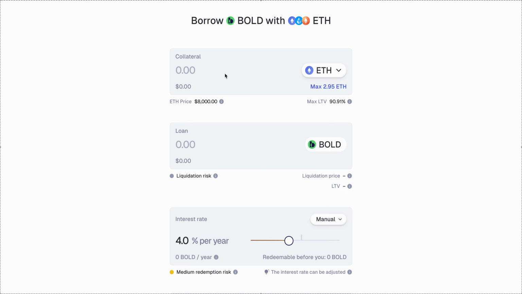To take out a loan you need to do three things. First, you pick your collateral and amount, how much you want to borrow, and you set your interest rate. So let's do just that.